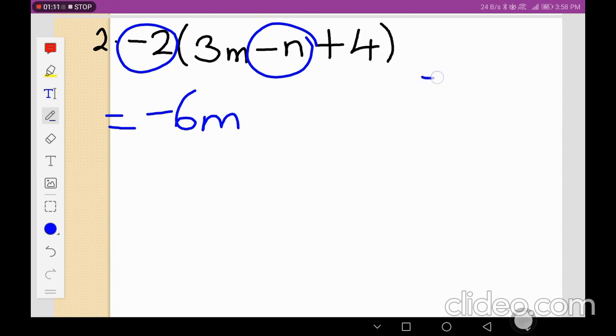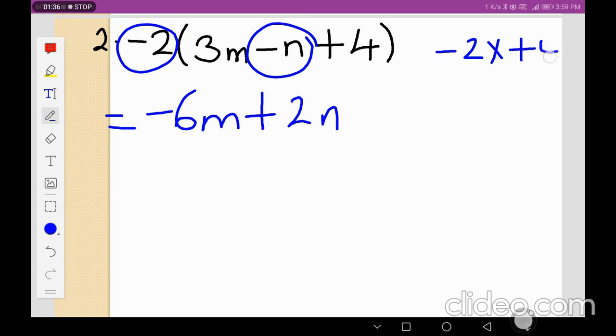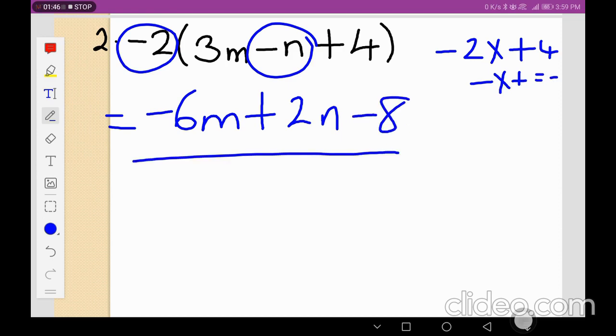Then minus 2 times minus n there. It's like I'm saying minus 2 times minus n. Here it's a minus times minus, we get a plus there. Okay, so I'll get plus 2n. Then the last part, minus 2 times plus 4 there. Minus times plus, my answer is minus there. Okay, so I'll get minus 8. So this becomes the final answer.